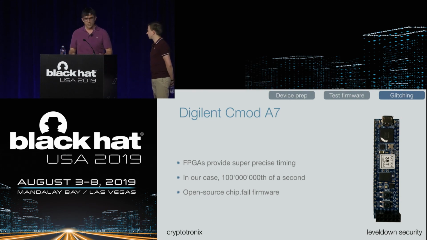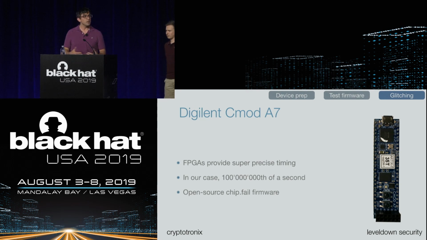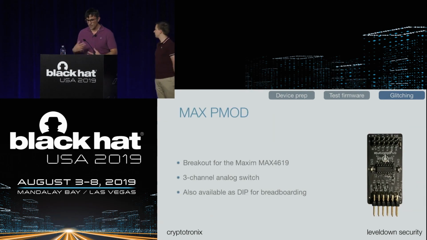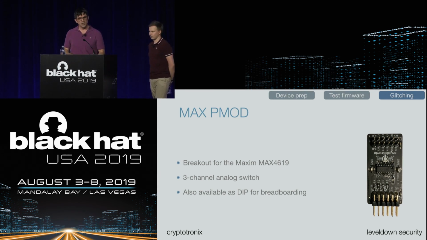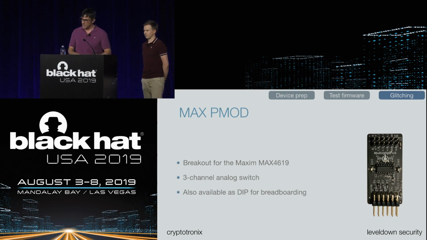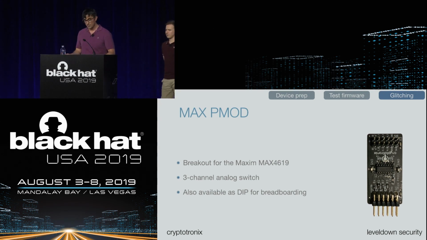And part of this is that we're going to be releasing the Verilog for this project as well. The PMOD specifically is using the Max 4619. It's a 3-channel analog switch, and it has a standard PMOD header on one end. On the other end is a standard 0.1-inch header, easy for breadboarding.